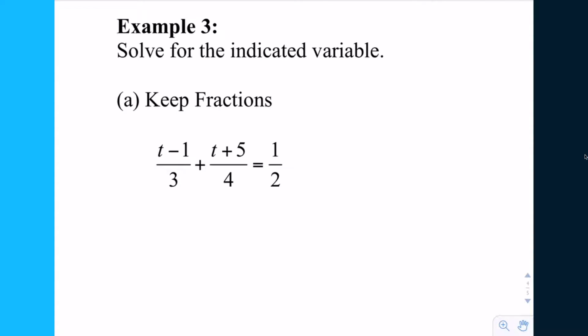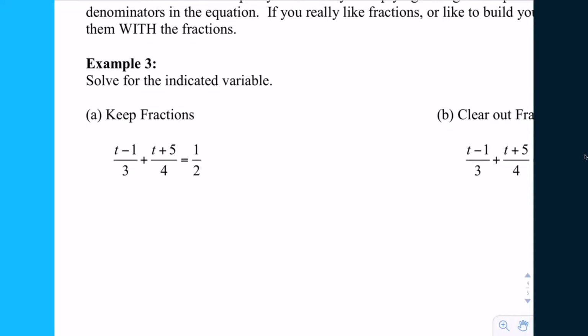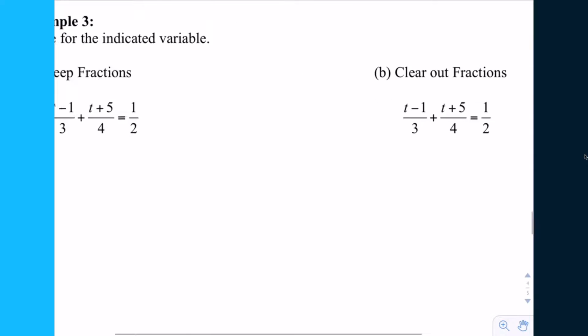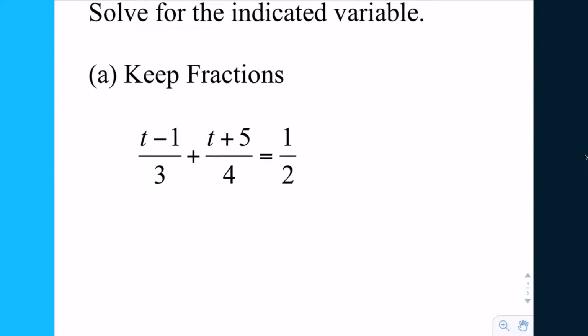There are 2 ways to work a problem like this, and we're going to do it both ways. The first way is to embrace the fractions and work with them, and the second way is to get rid of them. So if you are not good with fractions, which one should you do?